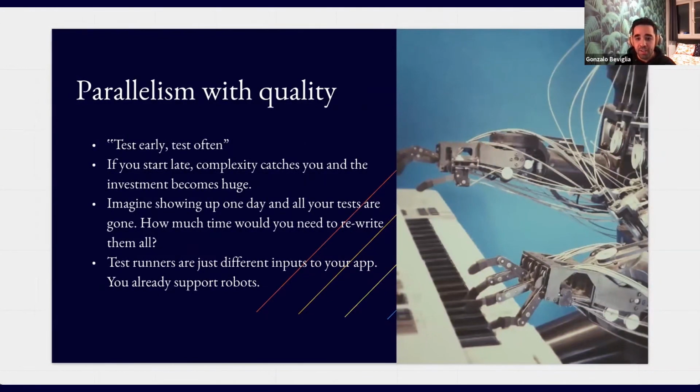I like to draw a parallelism between accessibility and software quality. Many of us like to have our testing automated to save time by reducing manual work and to speed up our release cycles. Test early and test often is a common good practice among quality practitioners. If you only spend time developing features and leave testing to the end, the complexity of your app increases and the investment is now huge.